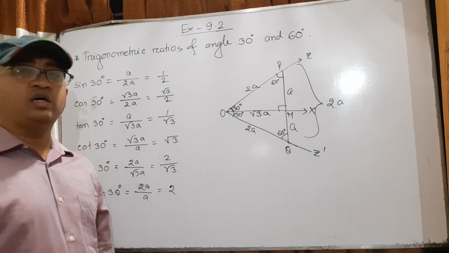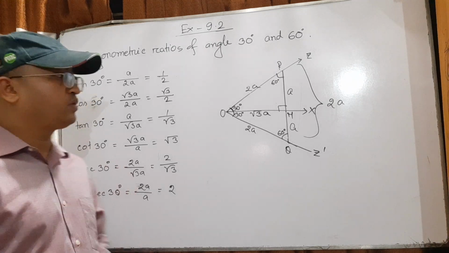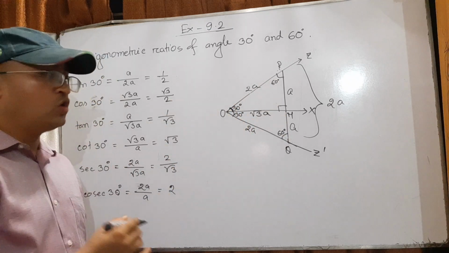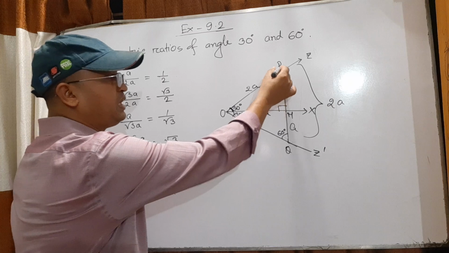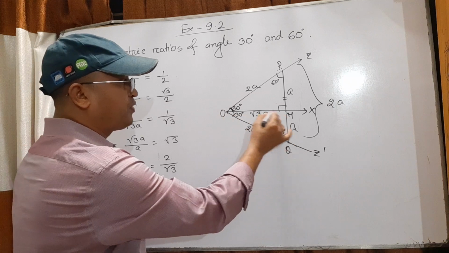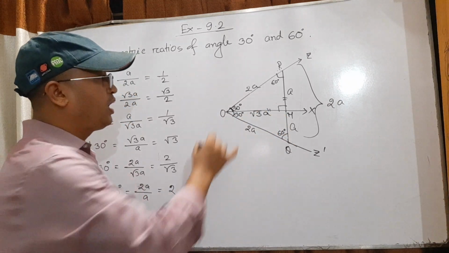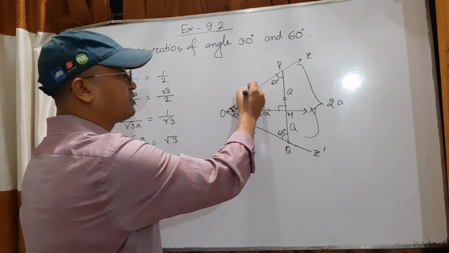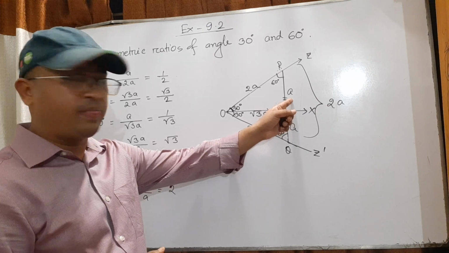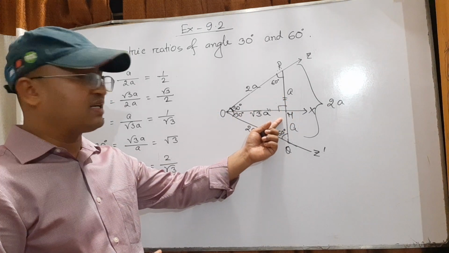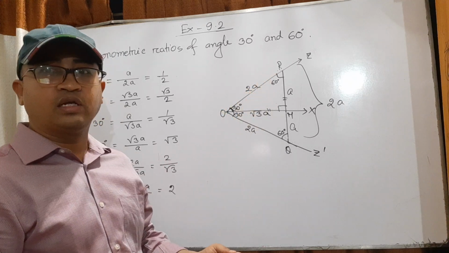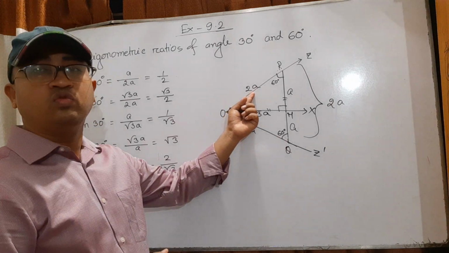Now I will show the ratio for 30 degree. 30 degree is this angle POM. This angle is 30 degree. So if I consider this angle, PM will be opposite side, and OM will be adjacent side, and OP is hypotenuse. Look, PM opposite side, the value of the opposite side is A. OM is the adjacent side, and the value of the adjacent side is root 3A. OP is hypotenuse, and the value of the hypotenuse is 2A.